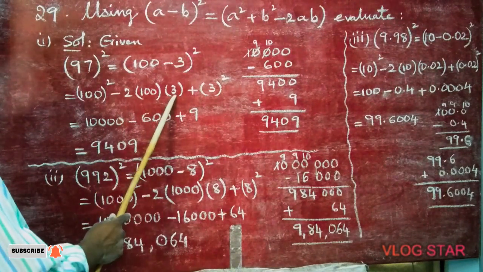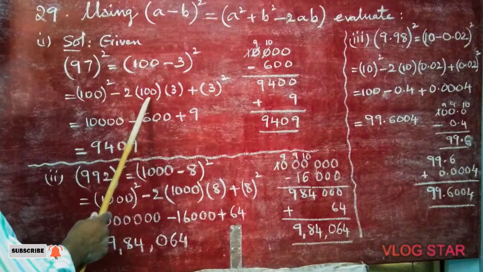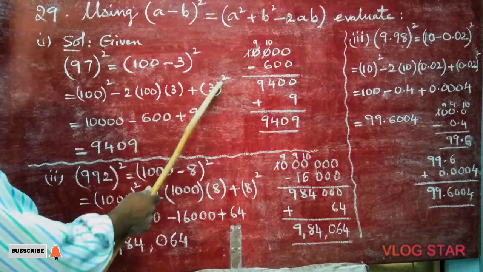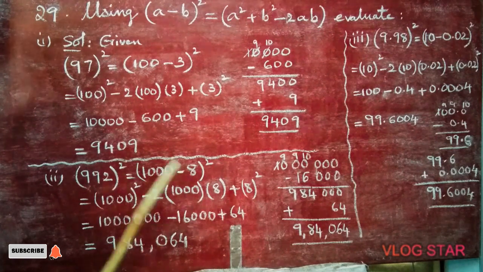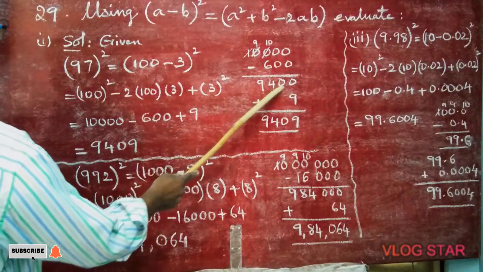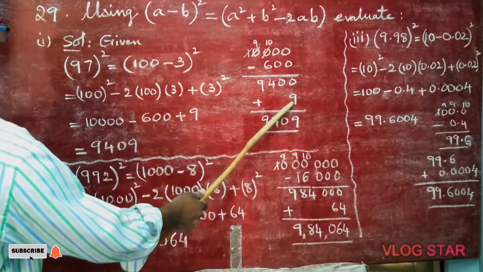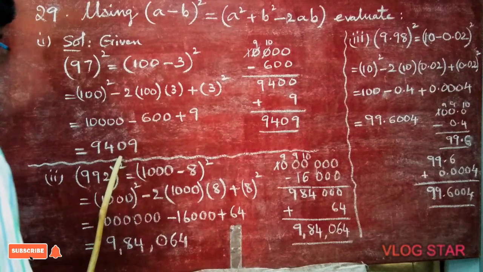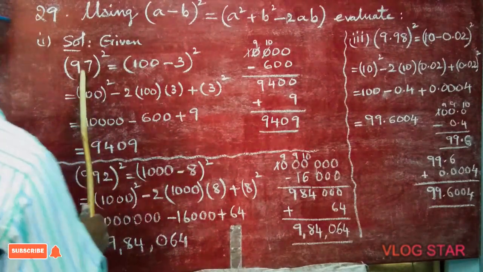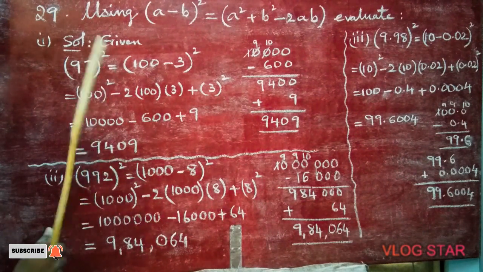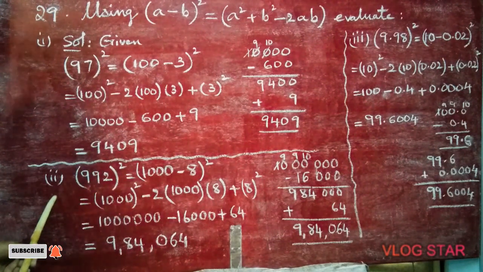Now, 2 3s are 6, 6 into 100, 600. Minus 600 plus 3 3s are 9. Now, from 10,000 subtract 600: 9,400. Then add 9. So 9,409. So what is the final answer? 97 whole square answer is 9,409. Second bit.